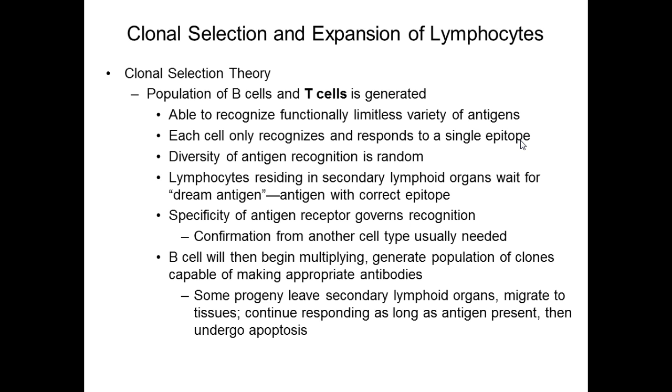Now it's going to proliferate. It's going to produce plasma cells that secrete antibodies and memory B cells. But usually it needs confirmation from another cell type. For a B cell, that would be a helper T cell. For a T cell, activation is always going to be by antigen-presenting cells, whether it be our own body's cells or antigen-presenting cells like the macrophage and the dendritic cells.